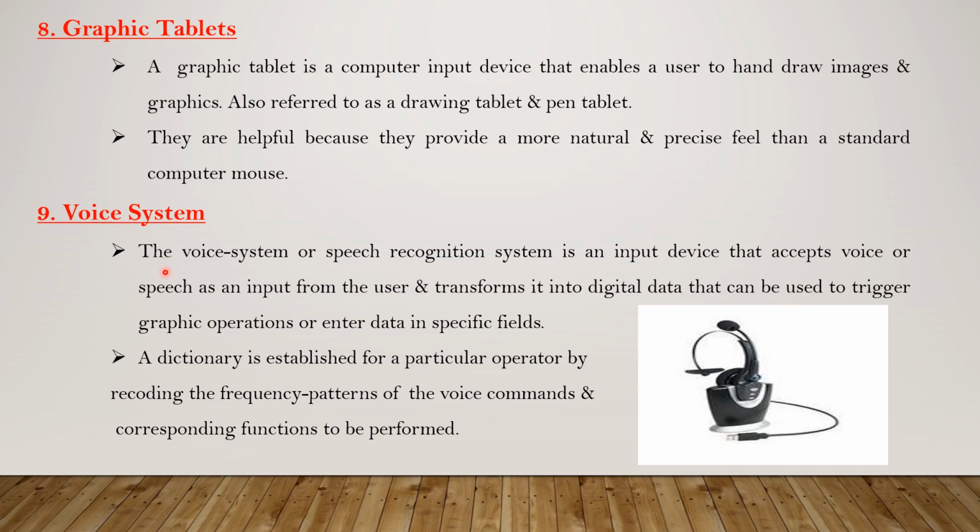Then voice system is there. So voice system, see, this is a voice system like a mic. So a voice system or speech recognition system is an input device that accepts voice or speech as an input from the user and transforms it into digital data that can be used to trigger graphic operations or enter data in specific fields. Okay, a dictionary is established for a particular operator by recording the frequency patterns. So when you record something, automatically the voice will be recognized by the voice system and then presented into your PCs or computer systems. Okay.